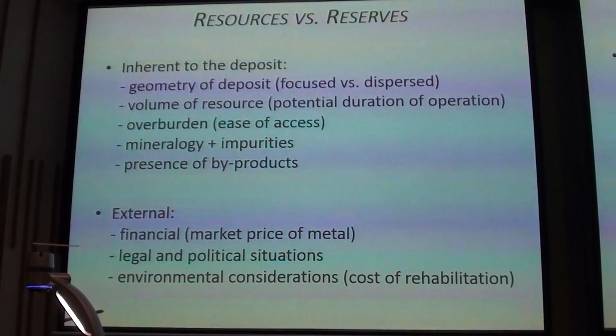All these can be external, as we've seen, the price of the metal on the financial market, legal and political issues. If you want to mine in New Zealand or mine in the Republic of the Congo, there might be different issues you have to consider. You might not need armed guards in one of the places. And environmental considerations, which in some countries are imposed by governments and in other countries less so, nevertheless.